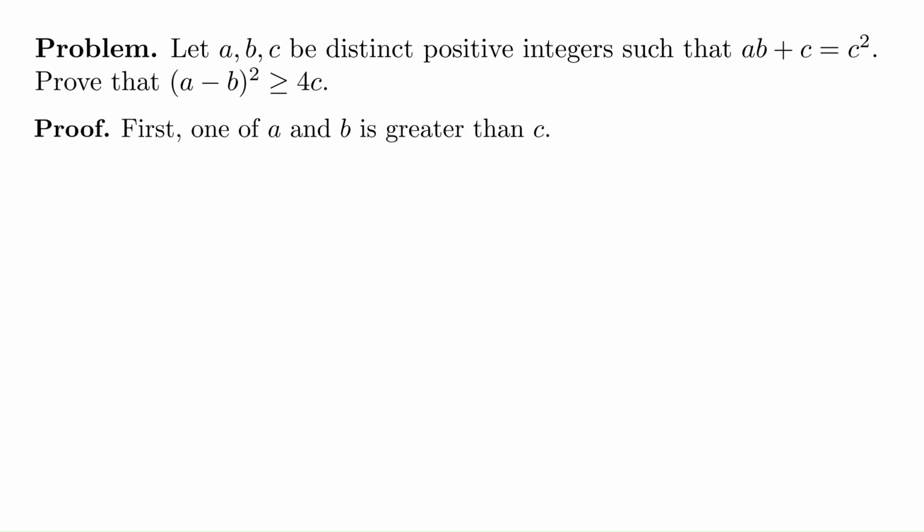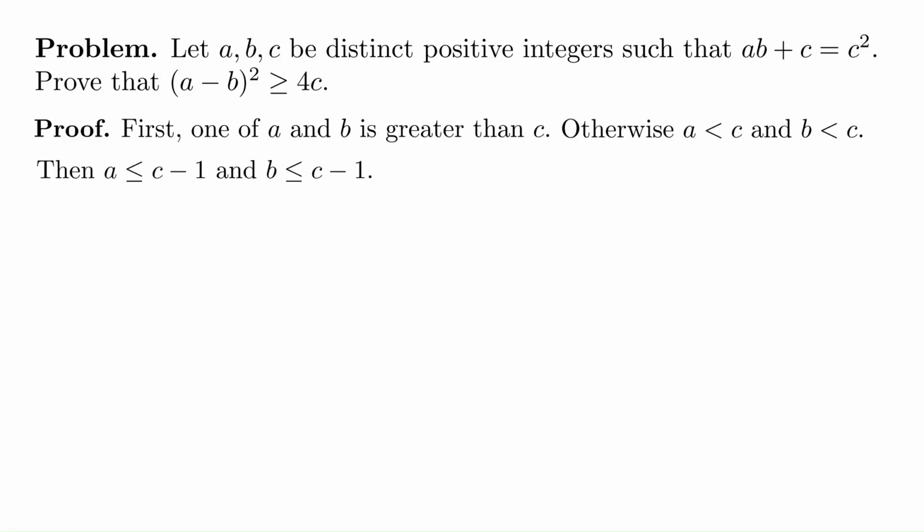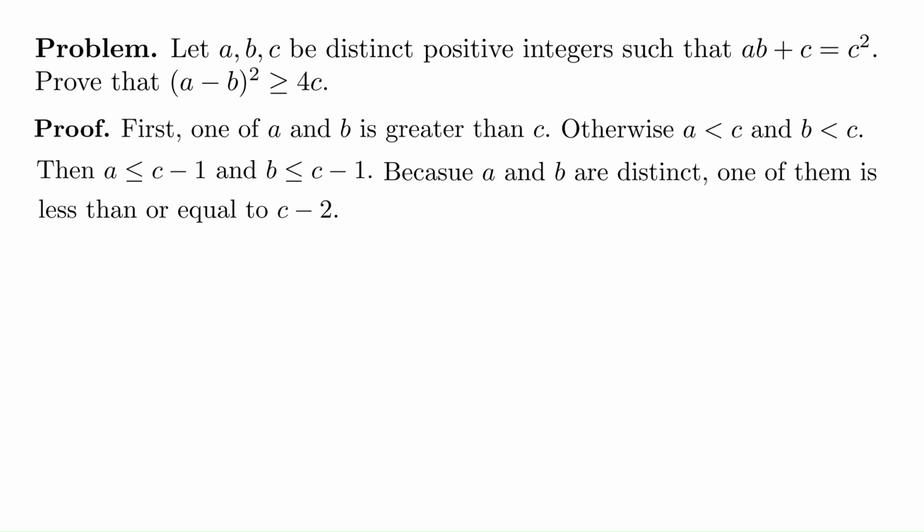The positions for a and b are symmetric. We want to compare them with c. First of all, one of them has to be greater than c. Otherwise, if they are both less than c, then they are less than or equal to c − 1 because they are all integers. Moreover, as a and b are distinct, one of them is actually less than or equal to c − 2.